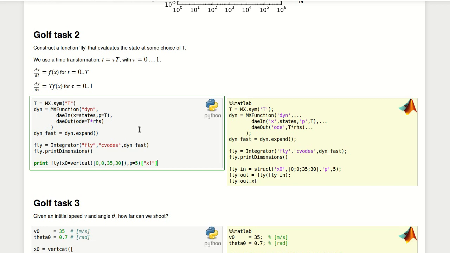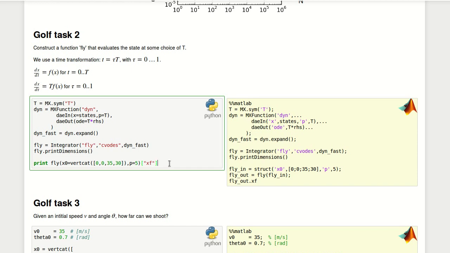So how do we do this in this case? We construct a new CasADi function, which I called din here for dynamics. We had the usual states input, but there is an extra one, a parameter. It's something that is kept constant over the integration interval. And in this case, this parameter is the end time. And the right-hand side we multiply with T, as in the transformation formula. And we just expand it again and pass it on to an integrator.